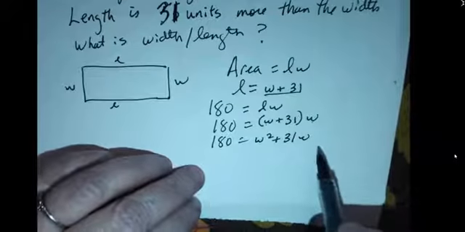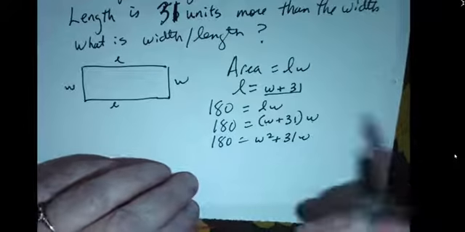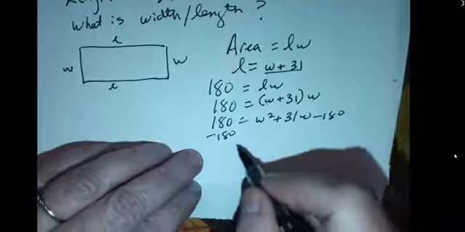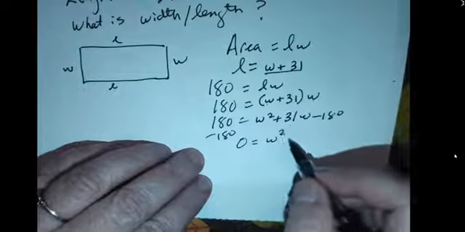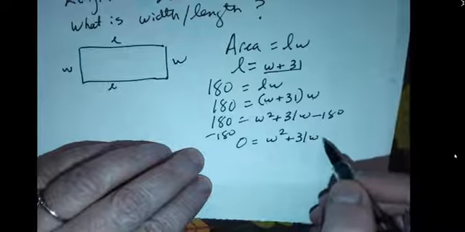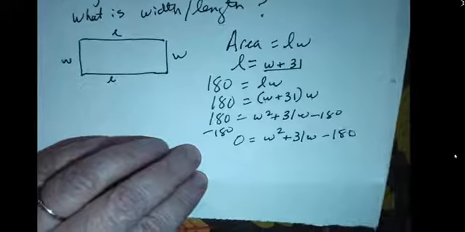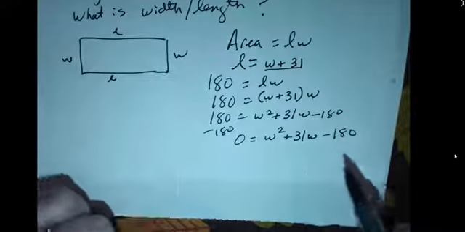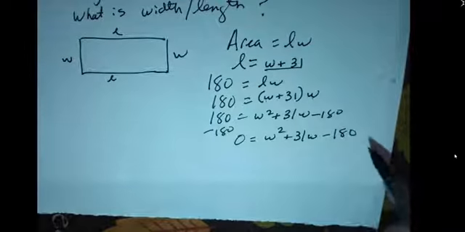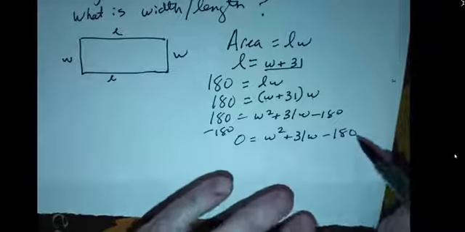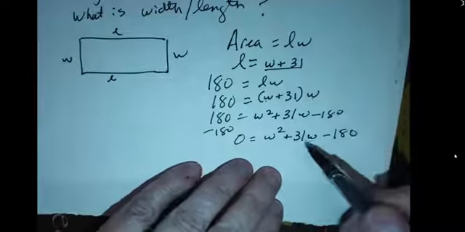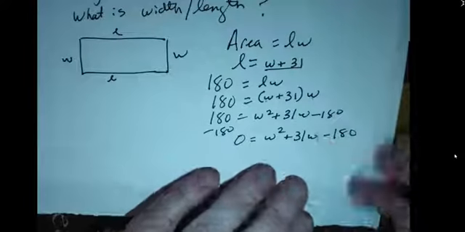Now I have a quadratic. I can solve a quadratic if it's equal to 0. So I'm going to subtract 180 from both sides. Now you can use quadratic formula to solve this with A equals 1, B equals 31, and C equals negative 180. Or you can try and factor it. Two numbers that multiply together give you negative 180, but add up together to give you 31.